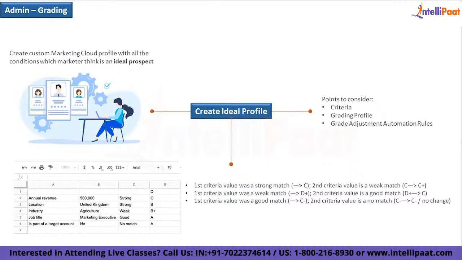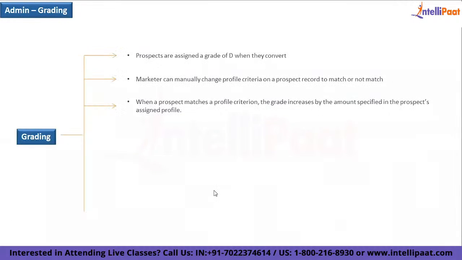Probably this condition or example might be confusing, so try to understand that, otherwise no problem. Probably the last 2 slides gave you clarity. This is just to create your own ideal profile, so what work you can perform. When a prospect matches a profile criteria, the grade increases by the amount specified in the prospect's assigned profile.